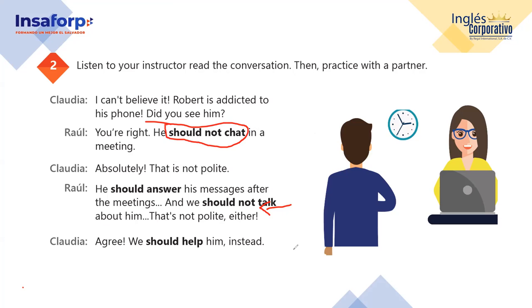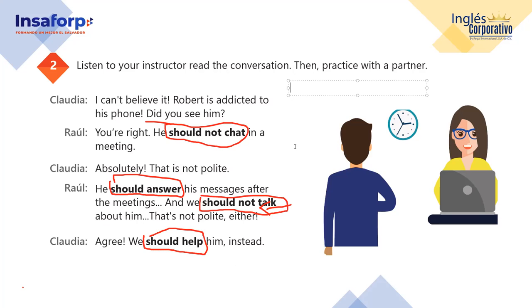I have here, he should not chat in a meeting. He should answer his messages after the meetings. And finally, we have it, we should not talk about him. It is not he. We should not talk about him. And finally, this was the last one, not the previous. We should help him. As I am pronouncing this, I am saying should.